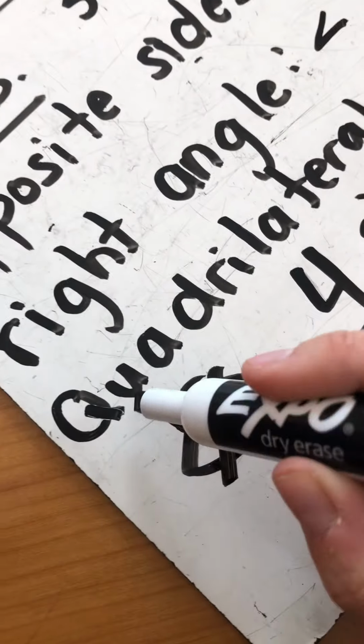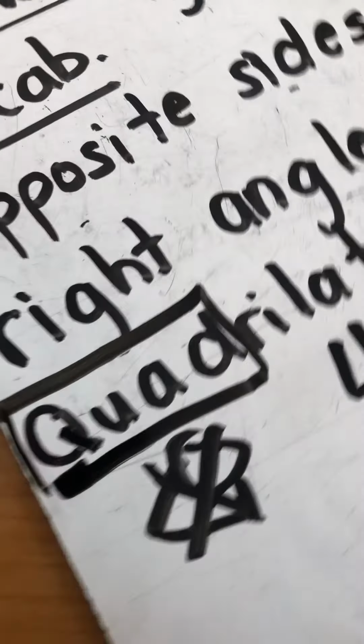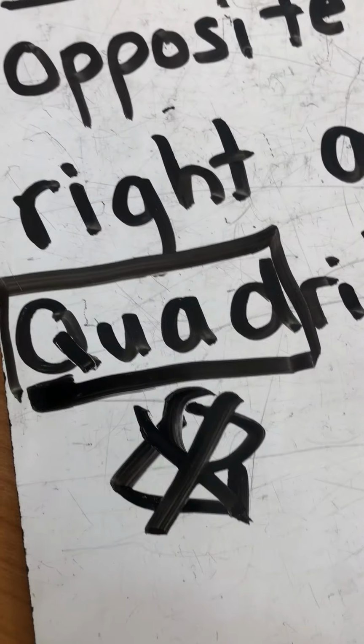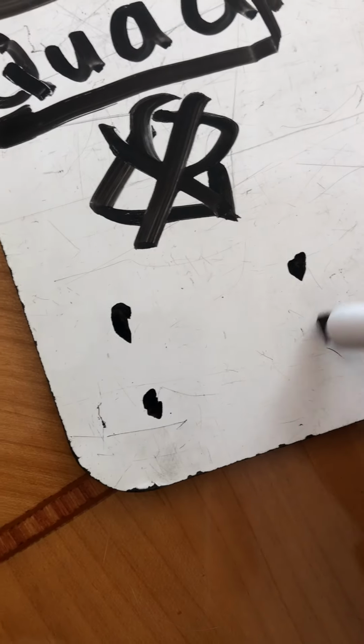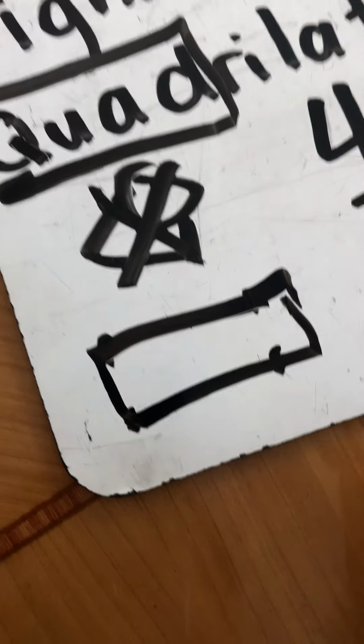Quadrilateral. This is how I remember quad. Have you ever driven a quad before? How many tires does a quad have? 4 tires. 2 in the front, 2 in the back. Think of a quad. Quadrilateral. All right.